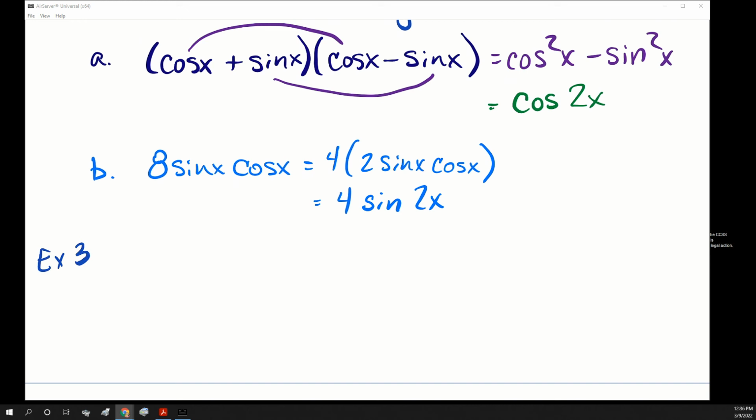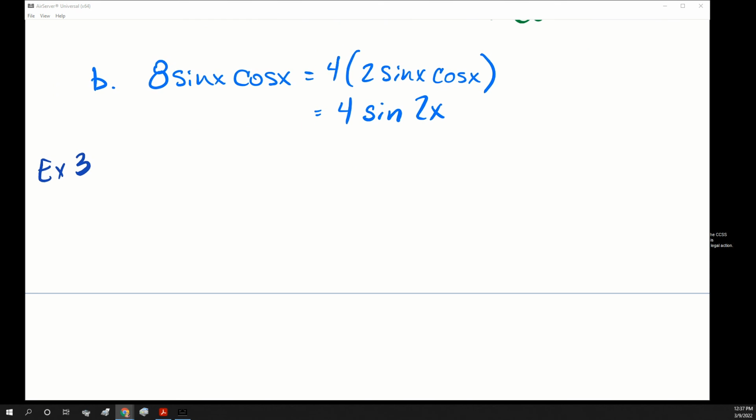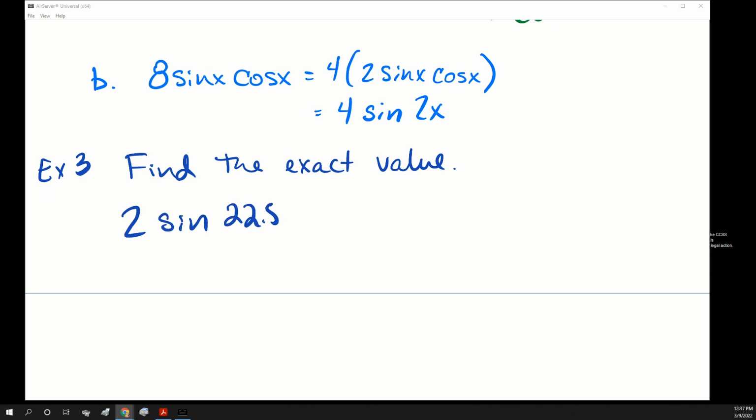So on that challenge exam, they're not going to tell you what identity or which formula to use. You're going to have to make that decision for yourself. So you might see something like this one where the directions are just find the exact value. And we have 2 sine of 22.5 degrees, cosine of 22.5 degrees. So if you're looking at that and you're like, how do you find the sine of 22.5 degrees? You can't. You don't know how to do that without a calculator.